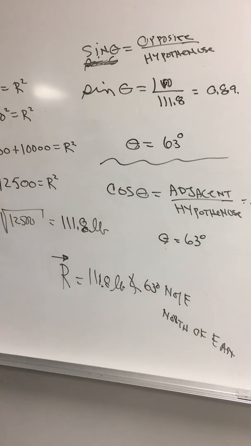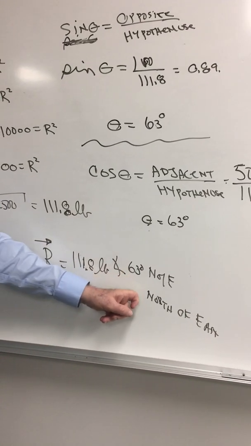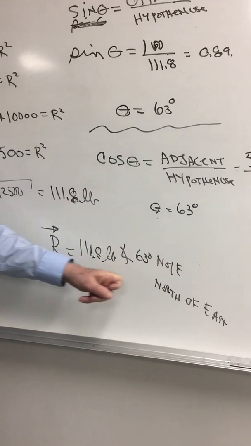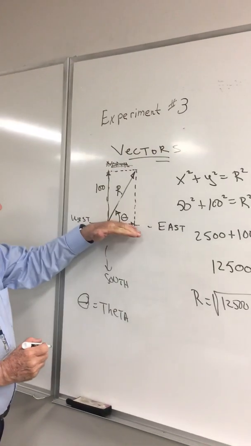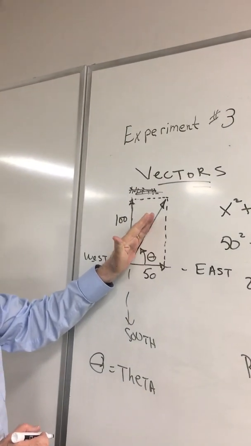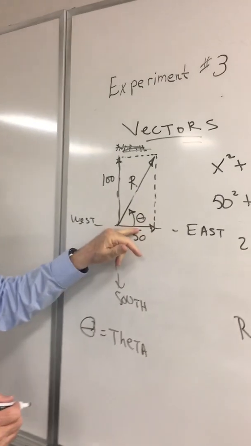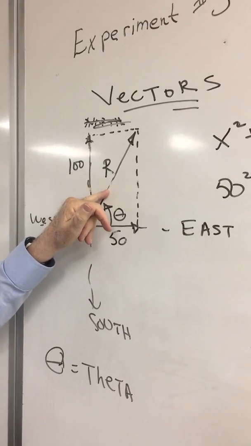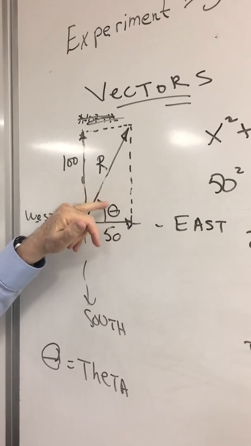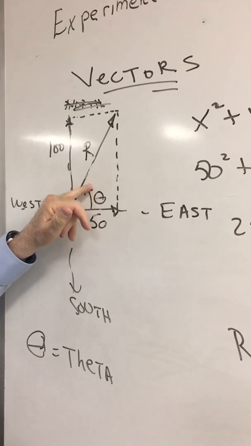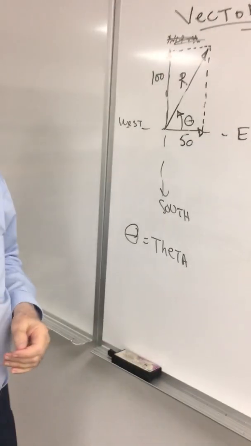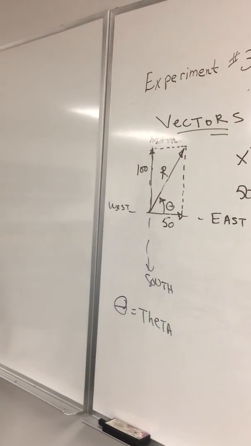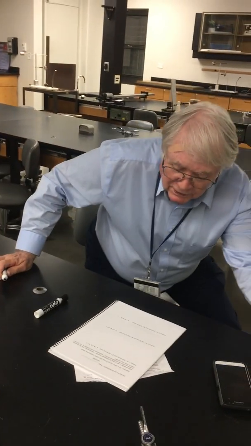Now there's the magnitude, and there's the direction, and you have to be very careful about the north of east. In other words, we're going up from the east towards the north, and that's 63 degrees there. If we go this way, that would be 27 degrees, and that'd be east of north. So I always like to use this one right here, and I know that causes confusion, and we'll be getting into that in the lecture part of the class. And that is experiment number 3.